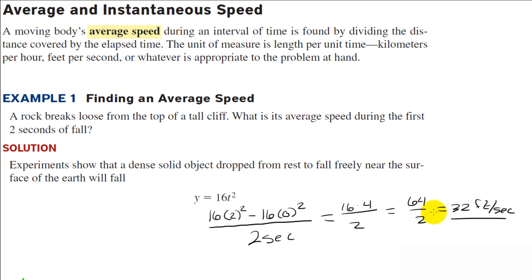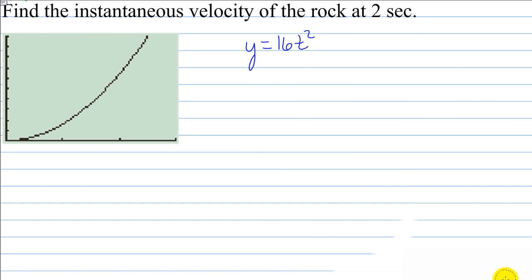But if we want to know how fast the rock was falling, let's say at 1.3 seconds, we're going to need to know a little bit more than average velocity, because that's instantaneous velocity once you talk about how fast something is going at an instant in time. In this slide, we're going to find the instantaneous velocity of the rock at 2 seconds. Well, what we looked at before was the average velocity over the 2 seconds. We never looked at how fast something was going at an instant in time, called instantaneous velocity.